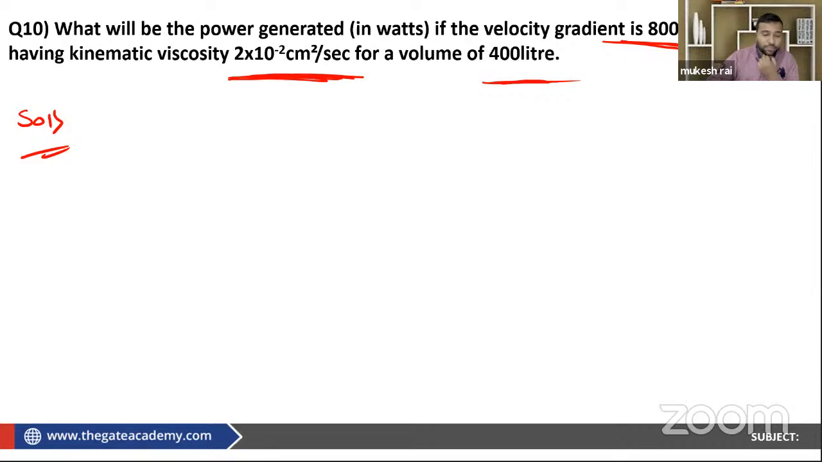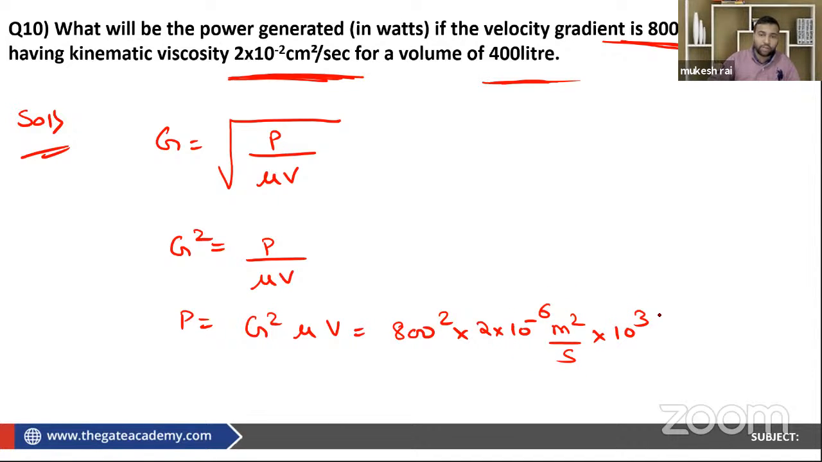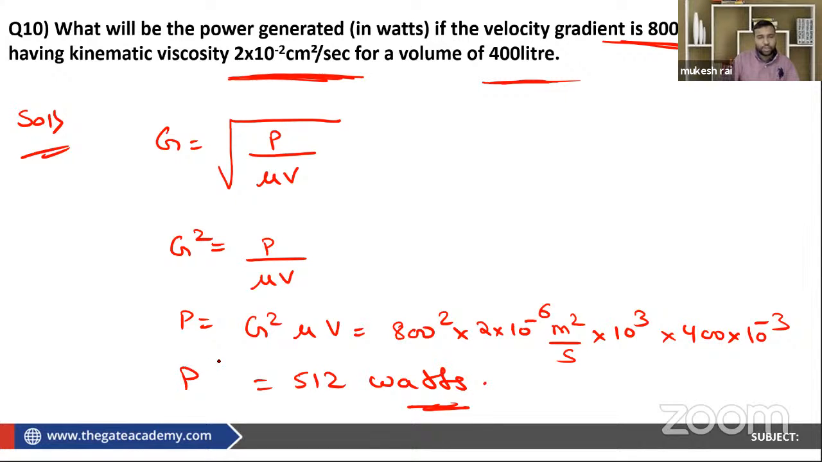Now we will use the formula, that is velocity gradient G will be equals to under root of P upon mu V. P will be equals to G square mu into V. Now it will be equals to 800 square. Mu will be equals to 2 into 10 to the power minus 6. Why? Because we had converted this centimeter square into meter square per second. We need to multiply here 10 to the power 3 so that it will be converted into dynamic viscosity, and we need to multiply here volume in terms of meter cube, that is 400 into 10 to the power minus 3 meter cube. Now just solve it. You will get the answer as 512 watts. That is the final answer of this question, that is power in watts.